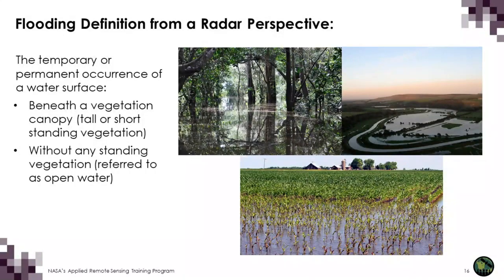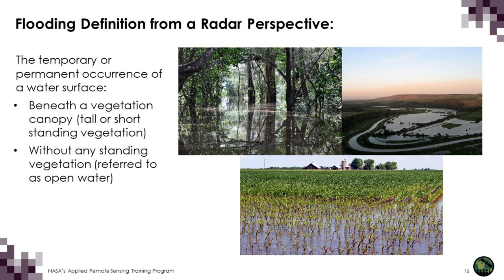So first I'll define flooding from a radar perspective, and it refers to two different kinds of conditions. One is a water surface beneath a vegetation canopy, regardless of whether it's a forest or agriculture. So when I refer to an inundated forest, it means that underneath the vegetation canopy, there is standing water above the soil surface, as shown in the image on the top left. In agricultural or herbaceous areas, the leaves or stems of the plants visibly emerge above the water surface, as shown in the bottom center figure.